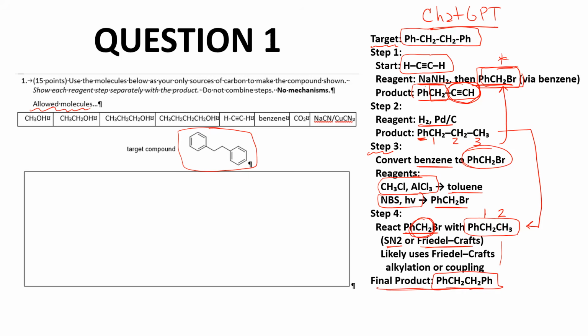So anyway, this was a problem. When I wrote this question, I really kind of thought students would want to do like a Sonogashira coupling and make some aromatic halide and do a coupling between acetylene, do it on one side, do it on the other, and then reduce. But this is what ChatGPT came up with. Let's go ahead and take a look at question number 2.